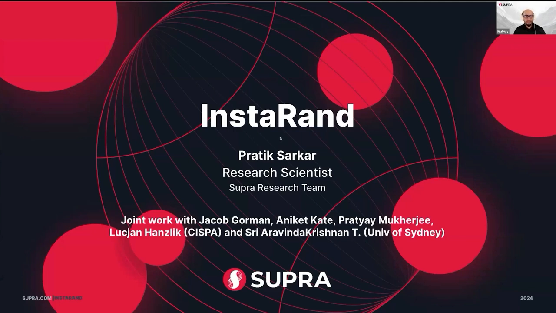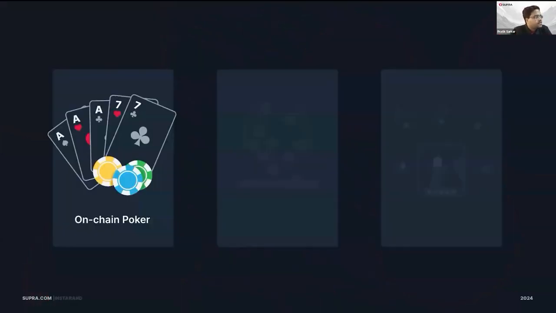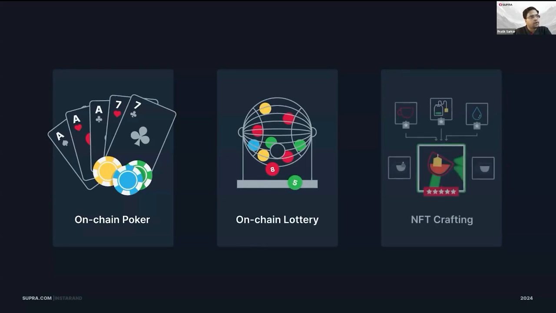Hello, everyone. Today I'm going to talk about InstaRand. This is a joint work with Jacob, Aniket, Pratik, and our collaborators from CISPA and University of Sydney, that is Lucian and Arvind. Before going into InstaRand, let me talk about the various applications of randomness on the blockchain. As we have seen in yesterday's panel discussion, we need randomness to play on-chain poker, on-chain lottery, or you can also use randomness to craft NFTs in your favorite game.